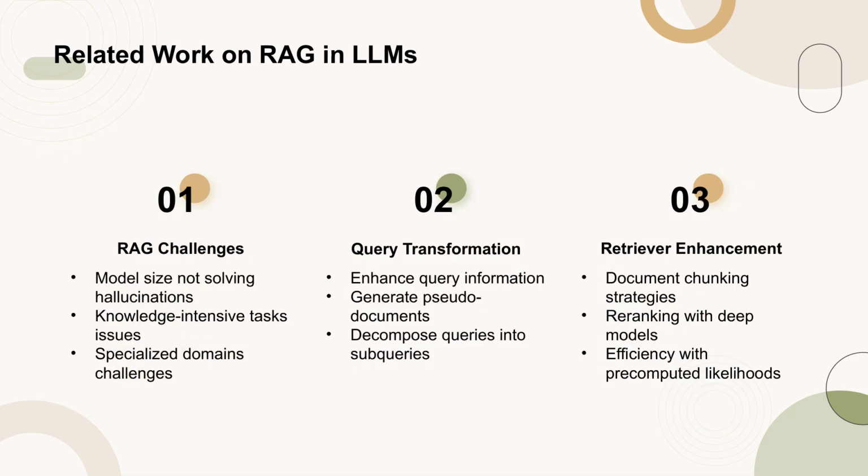Ensuring accuracy in responses from large language models, LLMs, like ChatGPT and Llama is crucial. However, simply increasing model size does not resolve issues like hallucinations, especially in knowledge-intensive tasks and specialized domains. Retrieval-augmented generation (RAG) addresses these challenges by retrieving relevant documents from external knowledge bases. Previous works have optimized the RAG pipeline through query and retrieval transformations, enhancing retriever performance and fine-tuning both the retriever and generator. Effective retrieval requires accurate, clear, and detailed queries.